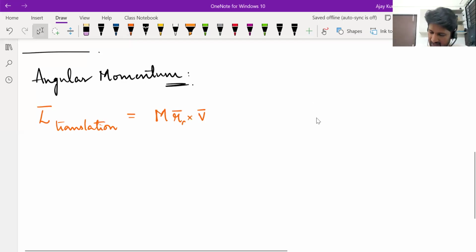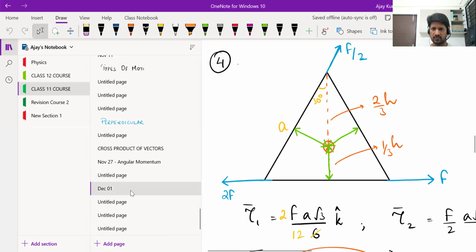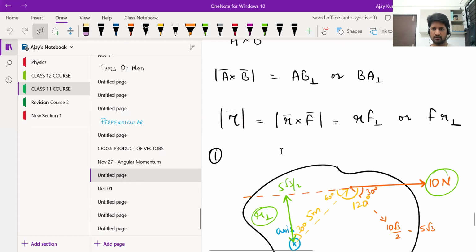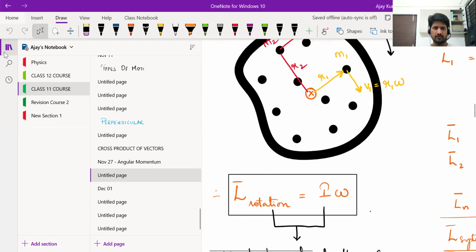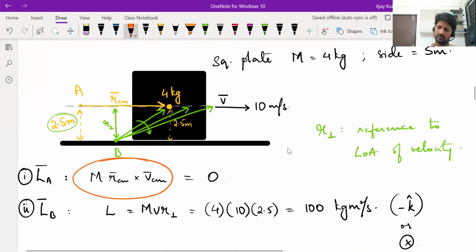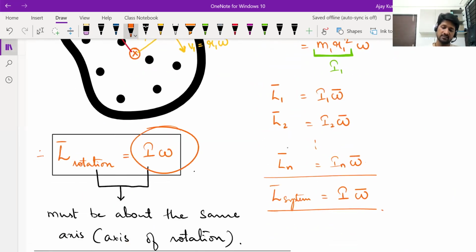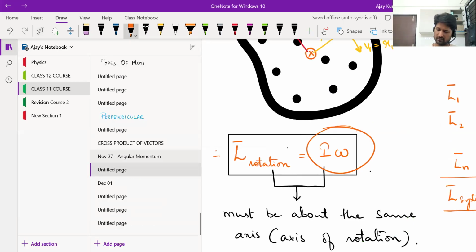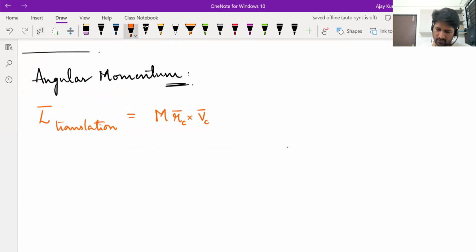It is M RCM cross VCM. You treat the rigid body as a single particle placed at its center of mass. Okay, where had we discussed that? This is torque. So in pure translation, it is M RCM cross VCM. And in pure rotation, it is I omega, where I is the moment of inertia about the axis of rotation, and L is the angular momentum about that axis itself, the axis of rotation.